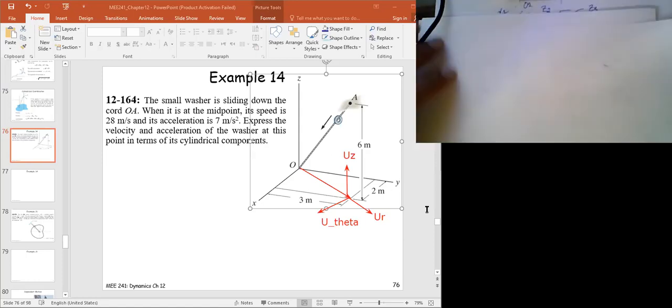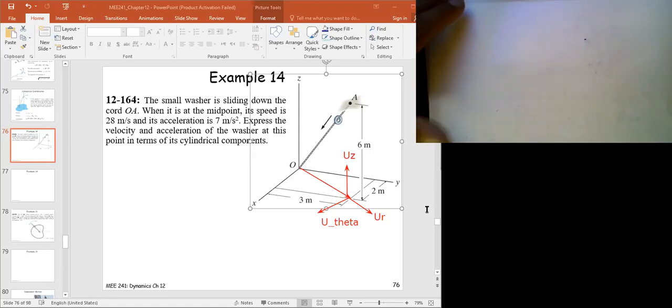Okay, let's actually solve this problem. In this course, we're not going to be dealing with three-dimensional movements. We'll only be dealing with two-dimensional movements. But this example is here just to show you that UZ doesn't change direction. So we have this small washer, and we're trying to express. When it's at the midpoint, the speed is 28 meters per second, and the acceleration is 7 meters per second squared.